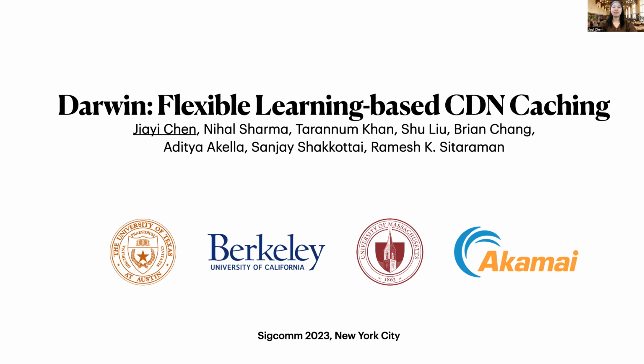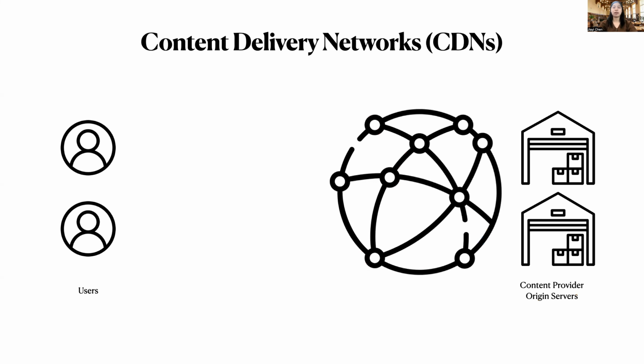Hi everyone, I'm excited to present our work, Darwin, a flexible learning-based CDN caching system. This is joint work with collaborators from UT Austin, UC Berkeley, UMass Amherst, and Akamai.